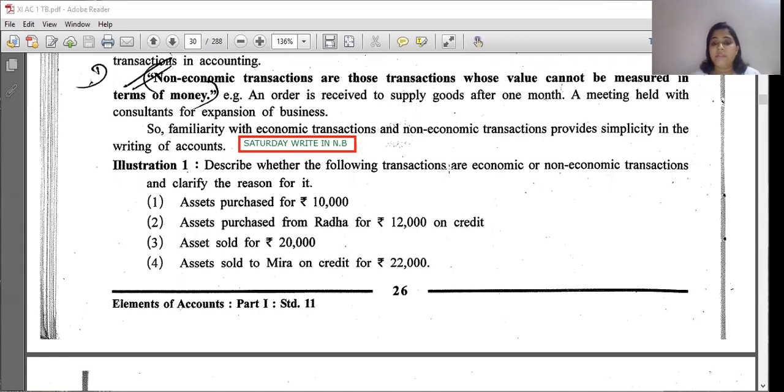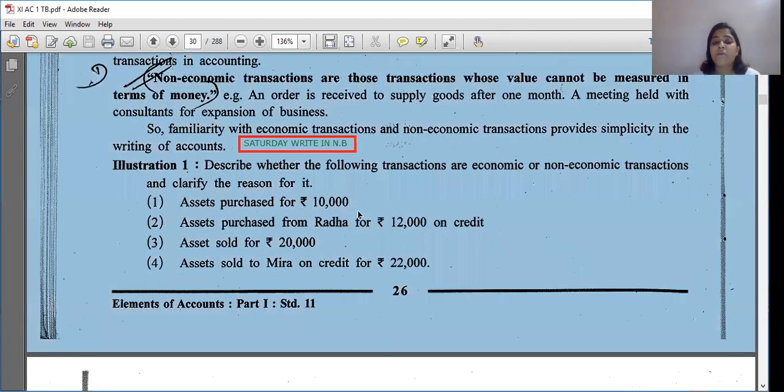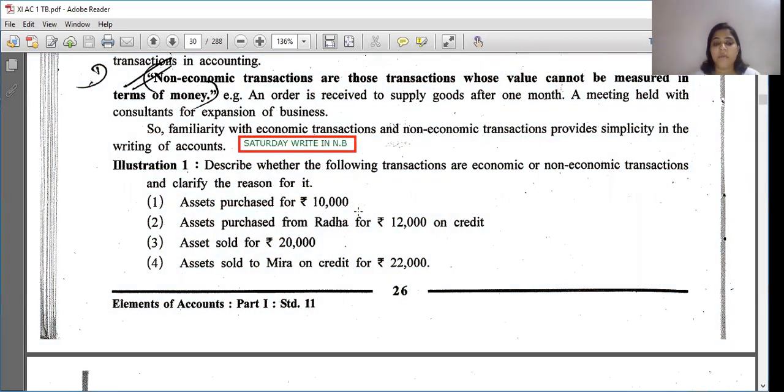Describe whether the following transactions are economic or non-economic transaction. Asset purchase for rupees 10,000. See, we had purchased, so obviously it's an economic transaction. Asset purchase from Radha for rupees 12,000 on credit. Though it's a credit transaction, it's also an economic transaction. Asset sold for rupees 20,000. So it is an economic transaction. Asset sold to Mira on credit for rupees 22,000. Then it is again an economic transaction.